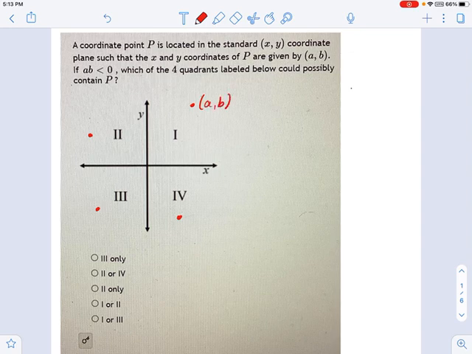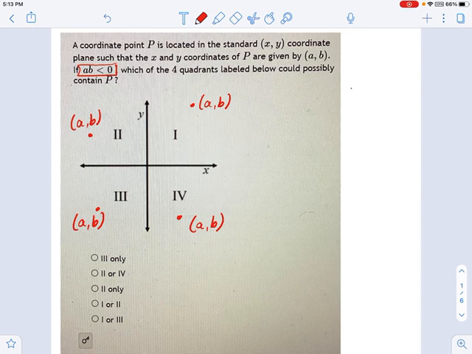And each one of these points has a comma b, right? Maybe x is negative, like I'm drawing right now. Maybe y is negative. We don't really know. But we are given something. We're given this. A times b is less than 0.